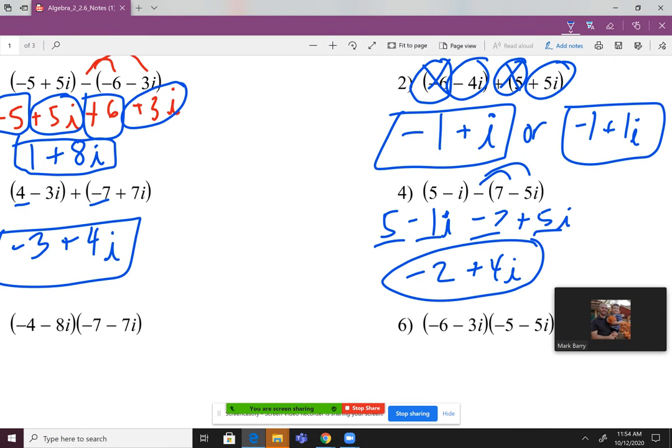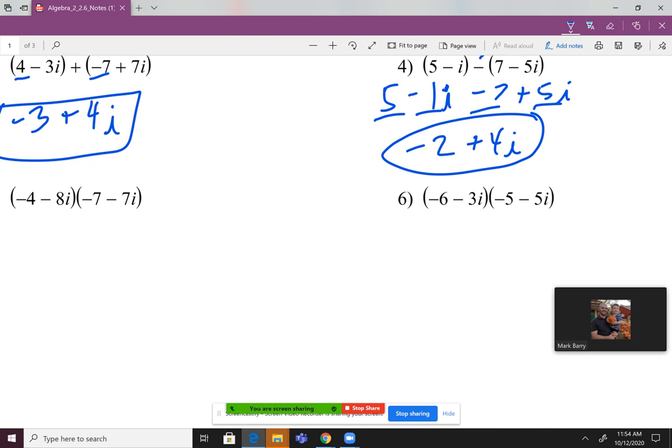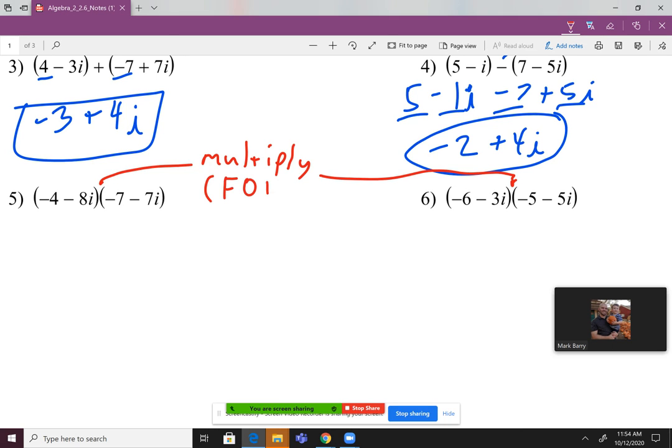Now, next up, we're going to move on to multiplying. How do I know that these are multiplying? Well, these are parentheses with no plus, no minus in between, correct? So if there's nothing in between the parentheses, that's when we're talking about multiplication, okay? So make a note here that this means multiply when there's nothing in between them. And for multiply, we're gonna need to FOIL, okay? You guys remember FOIL? Have we done FOIL this year? I don't even think we have.